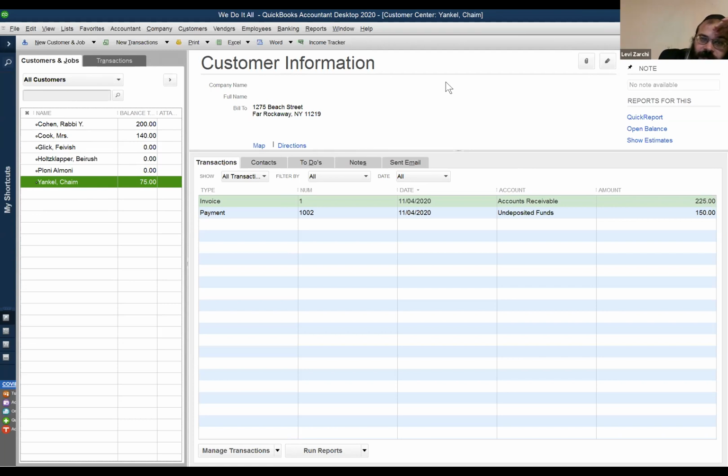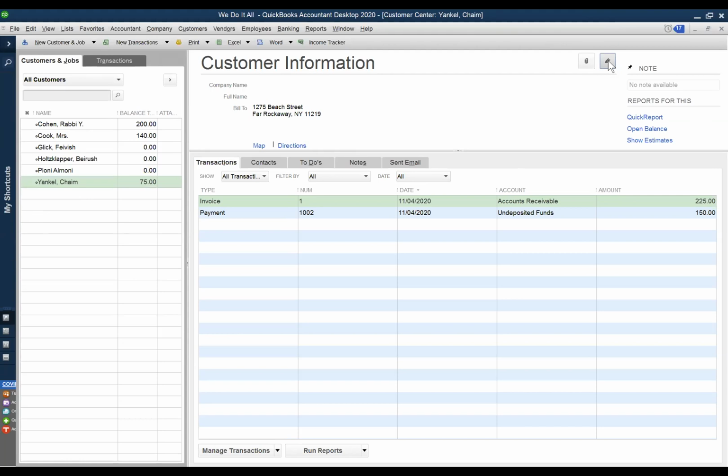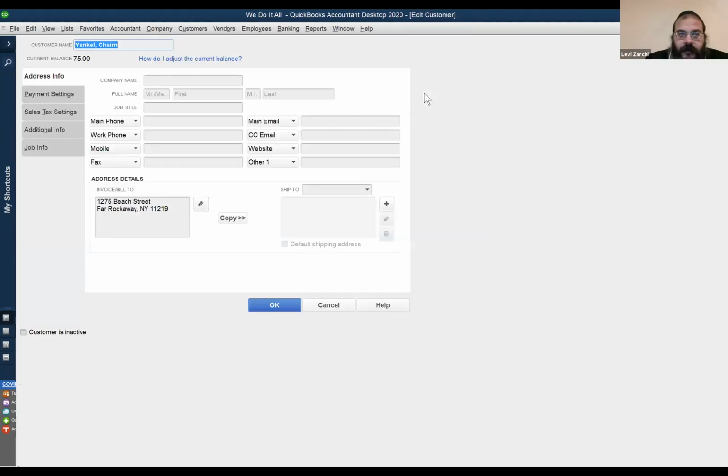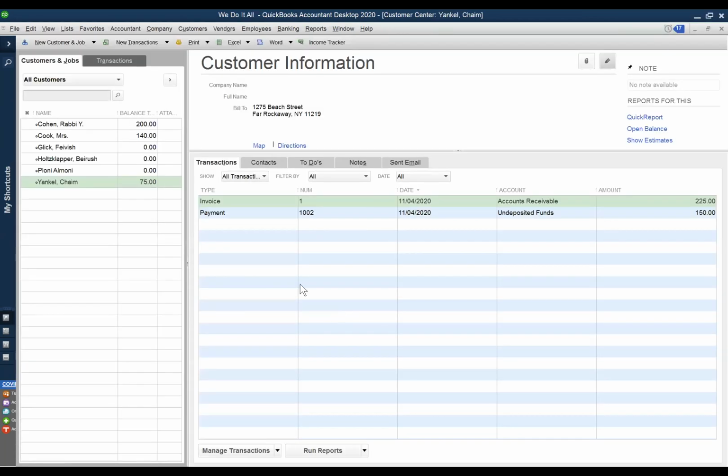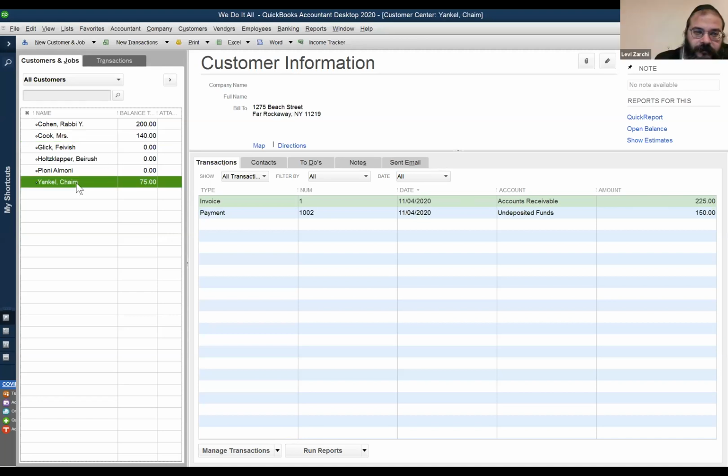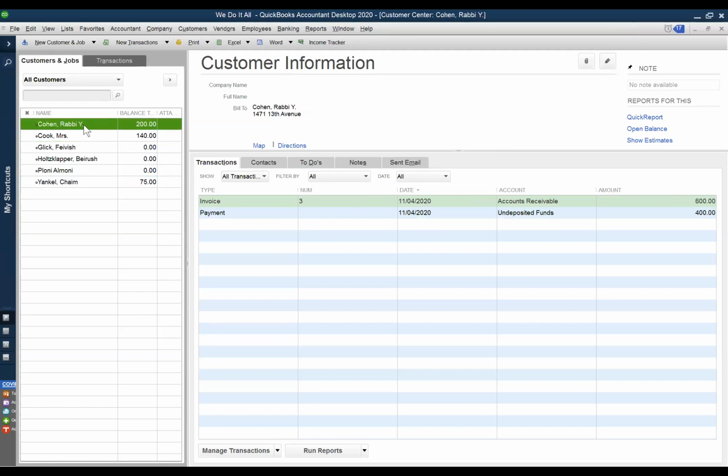So what's the difference? You could edit the customer. There's a button on the right side, and you can edit and just change it to Mrs. Cook. The 140 is Mrs. Cook. I have that. You have Cohen 600, Cook 140, Plony Almoni 670, then Yankel Chaim 140 and Yankel Chaim 225.